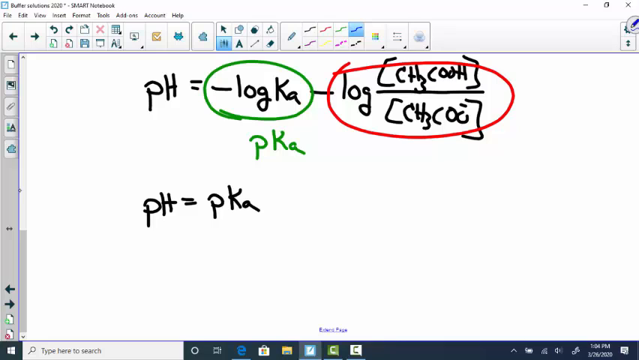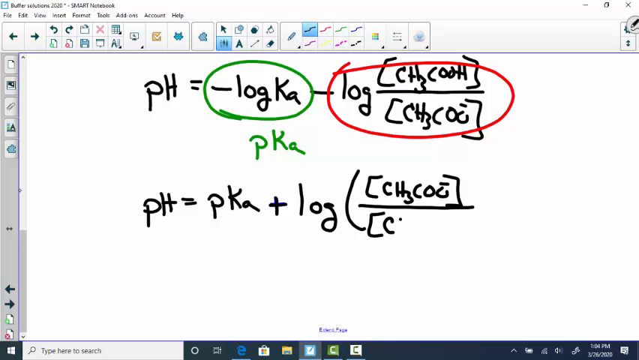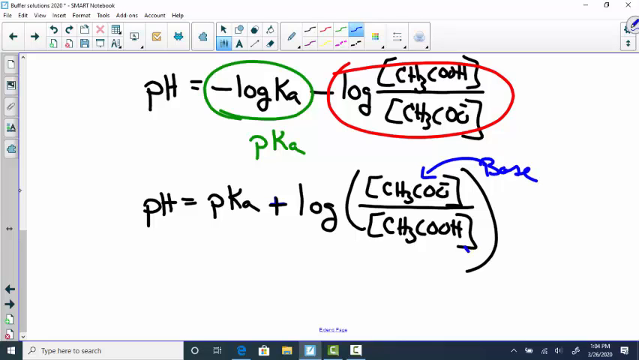If you flip some things around, this becomes, oops, I used black. This becomes plus the log of the CH3COO minus concentration over the CH3COOH concentration. Okay? And what you need to recognize is this is really the base, and this is really the acid.